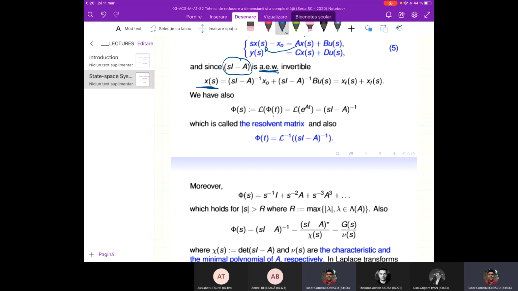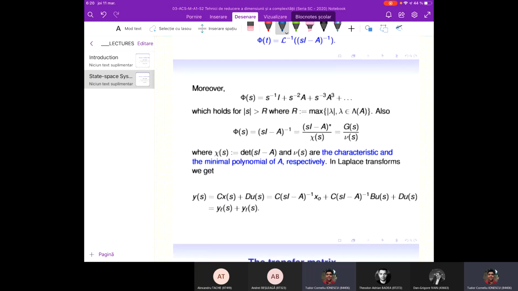Now, one other thing to keep in mind: the Laplace transform of the exponential is (sI minus A) to the power of minus one. This is called the resolvent matrix. And Phi is the inverse Laplace transform, because the Laplace transform admits an inverse. Moreover, Phi of s admits a series expansion. So Phi of s is (sI minus A) inverse. And how do you compute an inverse? It is the adjoint of (sI minus A) over the determinant of (sI minus A).